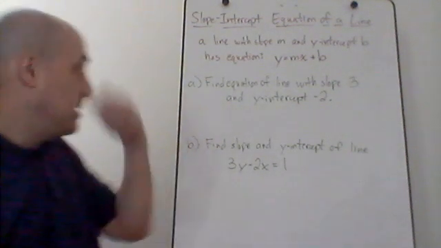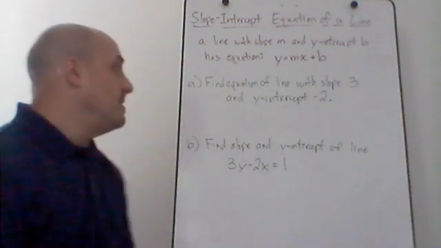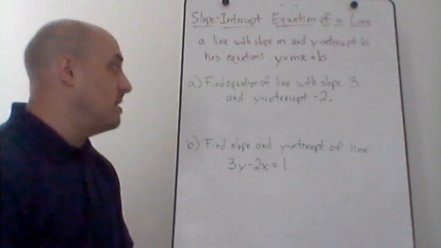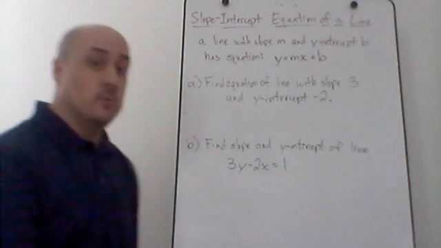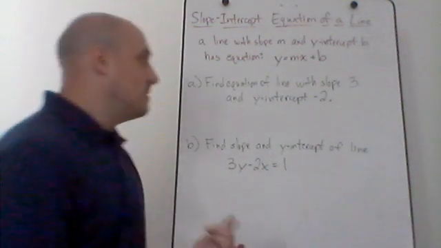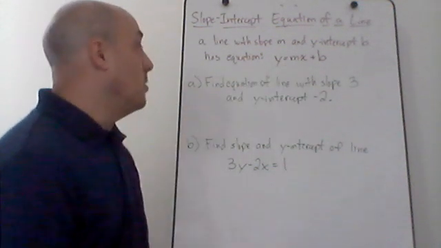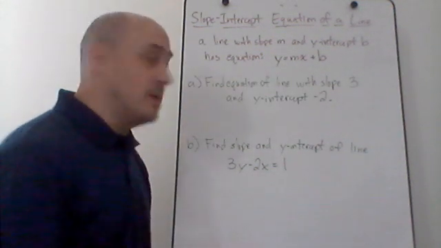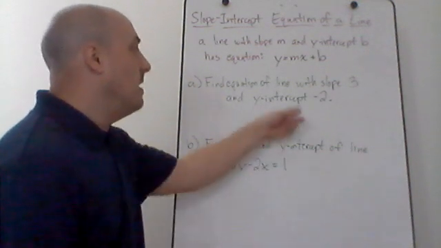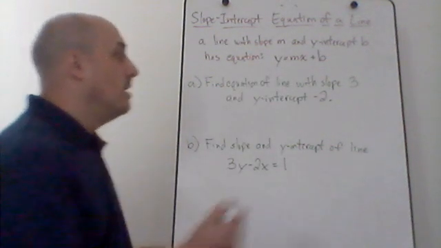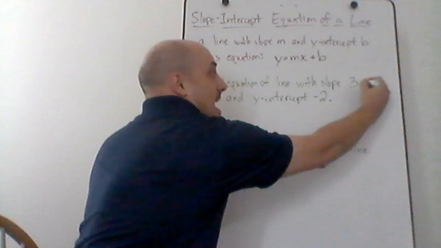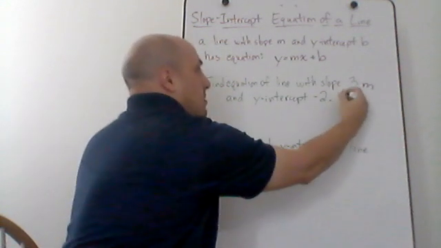Alright, so we got a couple examples up here. The first one, we're asked to find the equation of a line with slope 3 and y-intercept negative 2. If they give me the slope and they give me the y-intercept, well, that's going to be the slope-intercept form. That's why they call it slope-intercept form. So if you have those two numbers, all you have to do is put each one in the proper spot. Remember, the slope is your m and the y-intercept is your b.